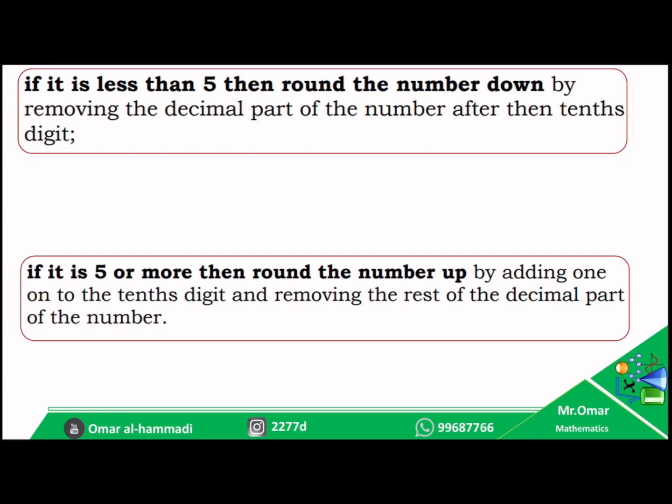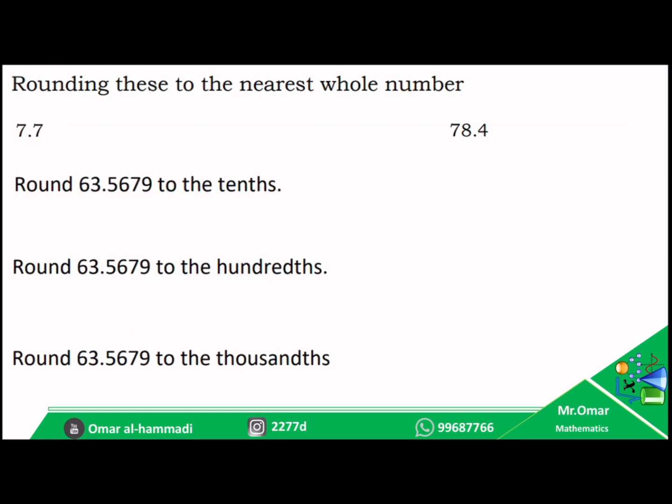If it is less than 5, we will not round it up, and the number will stay the same. If it is 5 or more, we will round up by adding 1 to the number. Let's see the example and it will be easy for you. Rounding these to the nearest whole number. First of all, we want to round it to the whole number.